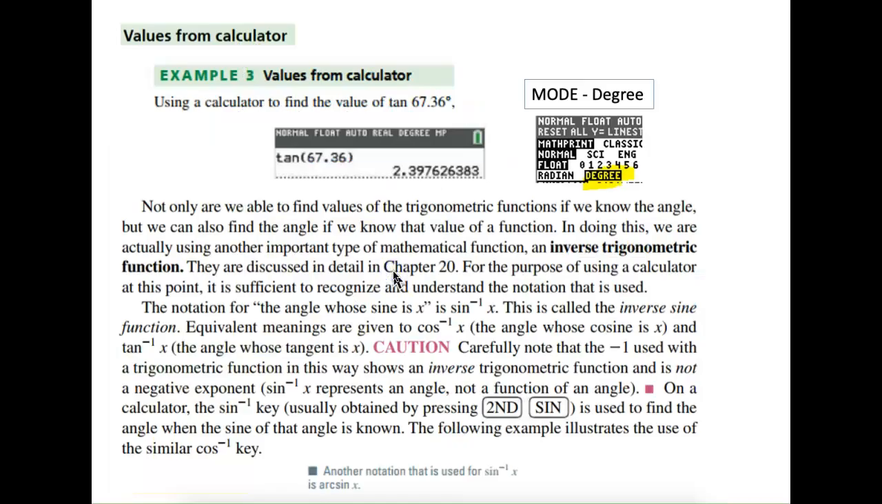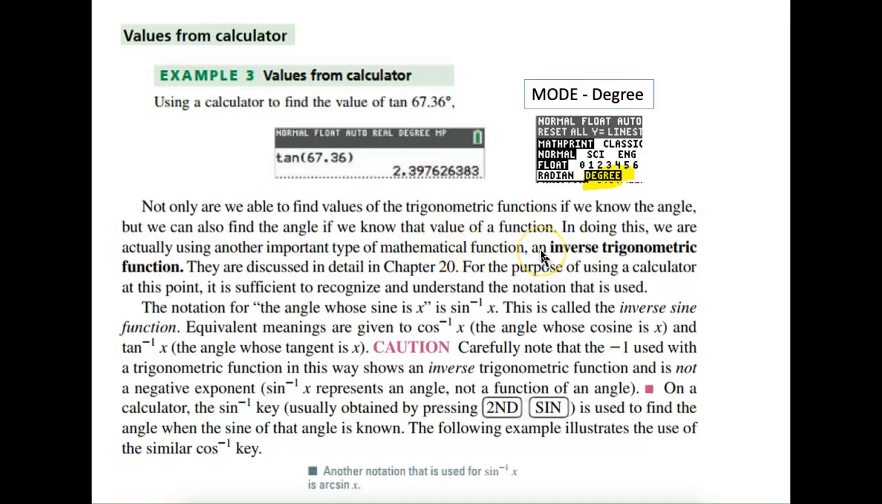Now, all those answers were exact answers. If we're trying to find values from a calculator, they're going to be rounded. Like if we use a calculator to find the value of the tangent of 67.36 degrees, first of all, we got to make sure that the mode of the calculator is in degrees. Make sure that's highlighted. And then we type in tangent of 67.36. You don't have to put the degree symbol down because the mode is in degrees. This would be your answer.